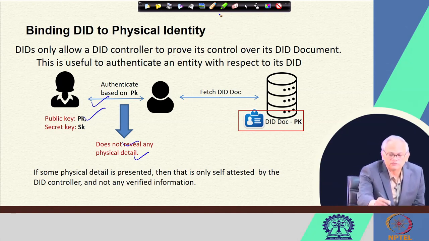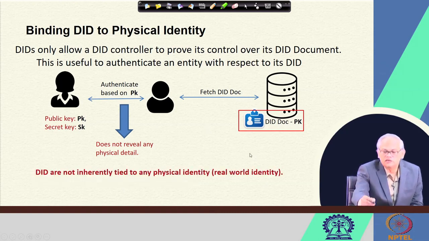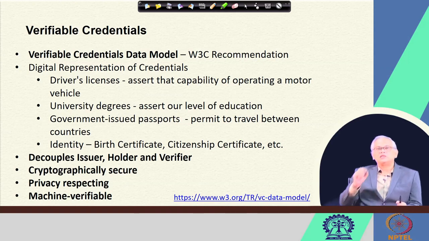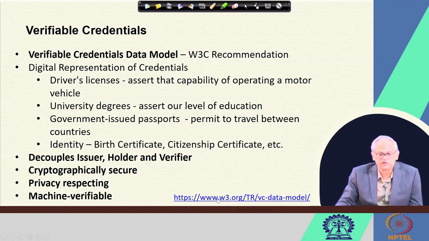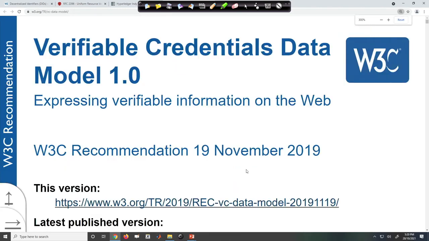So, what we now need to do is see how we can bind these physical identities with these DIDs. That is what takes us to this concept of what are called verifiable credentials, or VCs. So, we had the deeds and now we are talking about the verifiable credentials. The verifiable credentials data model is once again a W3C recommendation, and you can go through this website as well, which is a different website, about the details for the verifiable credentials.